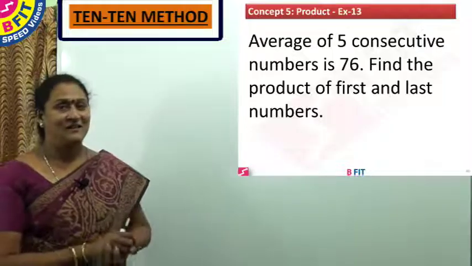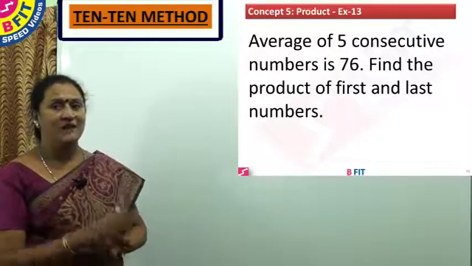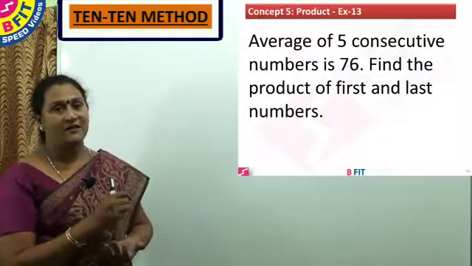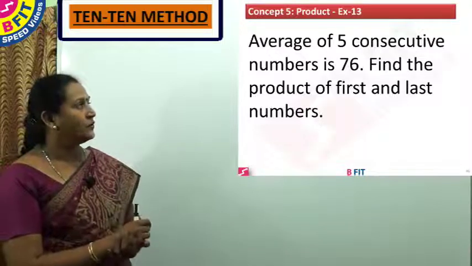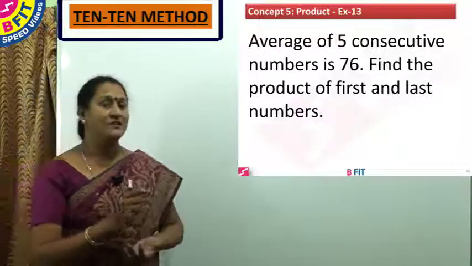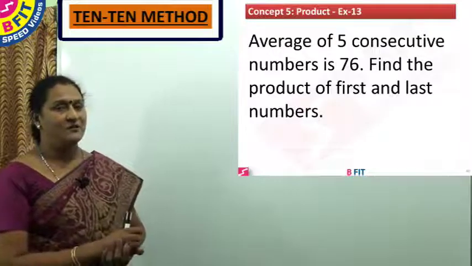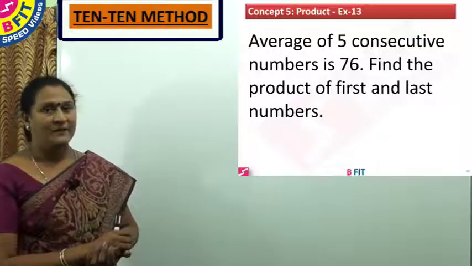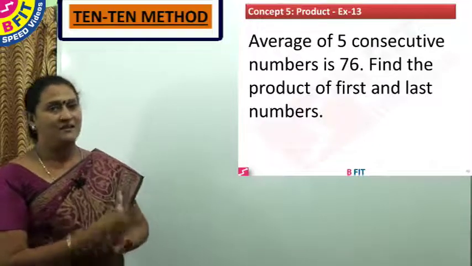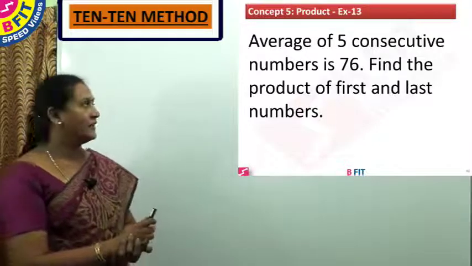So now we'll see a question and how to work out this question using the previous concepts which we have discussed. So the question is, the average of 5 consecutive numbers is 76. Find the product of the first and the last numbers. So here, the average of 5 numbers is given and we are asked to find the product of the first and last numbers. So can you find the answer? Using the previous techniques which we have discussed earlier, try to get the answer and then we'll discuss the question. So now we'll see the working.